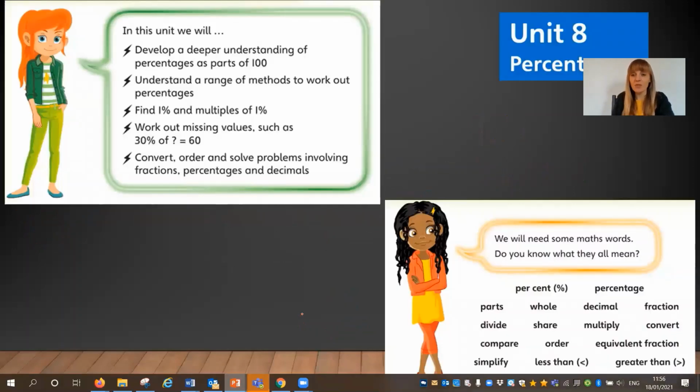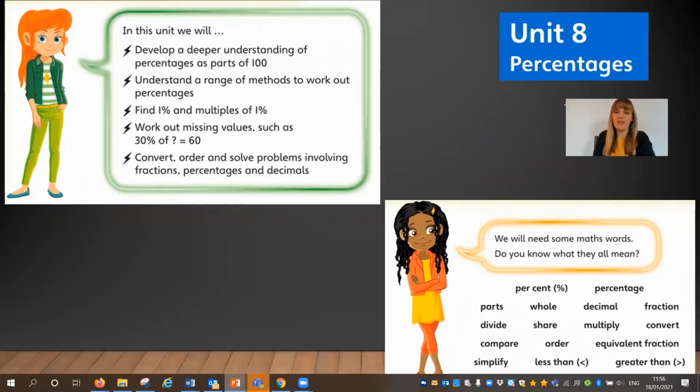Okay, now our new unit, we are going to be learning about percentages this week or so. Now we're going to be doing lots of different ways of looking at how to calculate them, using bar models, using all sorts of ways to visualize our percentages. We're going to use lots of different vocabulary, some of which you'll notice we've used before: equivalent fractions, compare, order, less than, greater than, because they all link very closely to the previous unit on decimals and fractions.